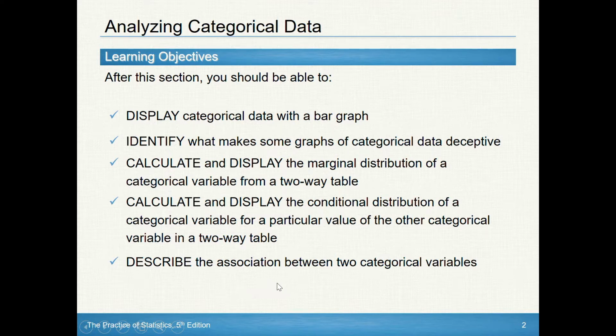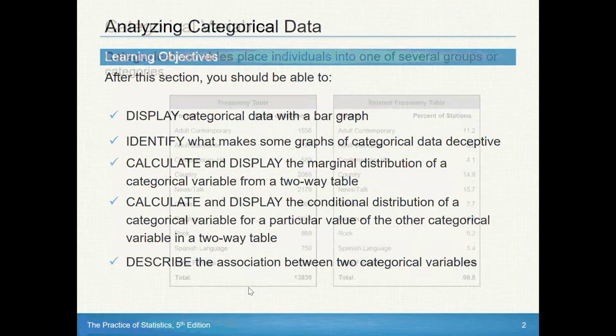And then the last thing here, probably the hardest thing in this section, is to describe the association between two categorical variables. And the reason it's more challenging is because it's not evidently obvious what it is that we are supposed to be doing when we describe that association.